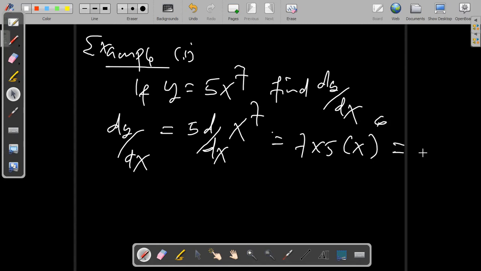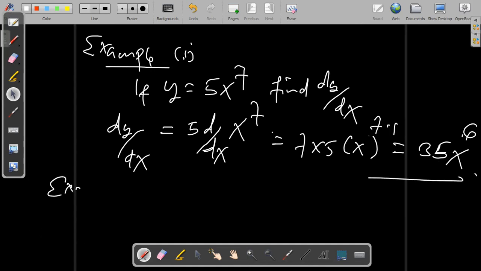Raised to the power of 6. This will give you 7 minus 1. When you take out 7 minus 1, it will be 35x raised to the power of 6, as you observe. That will be the answer.